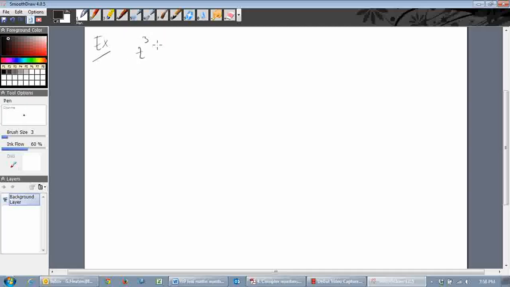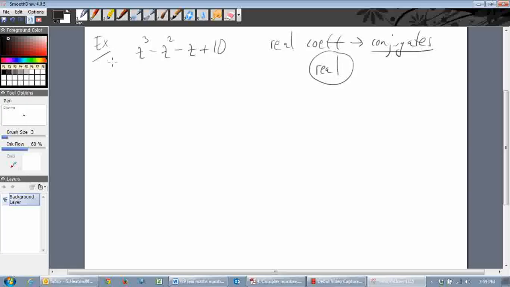Let's have a look at z cubed minus z squared minus z plus 10. Let's factorize this. The first thing to note is it has real coefficients. Therefore, the conjugate theorem comes into play. If there's any complex solutions to this, we're going to get conjugate pairs. Also, it's a cubic, so you also get one real solution, one real root, pardon me, because it's not an equation.